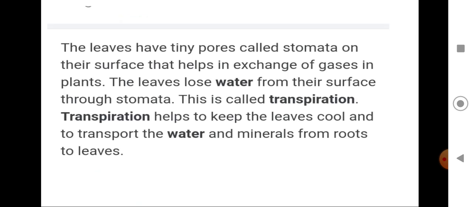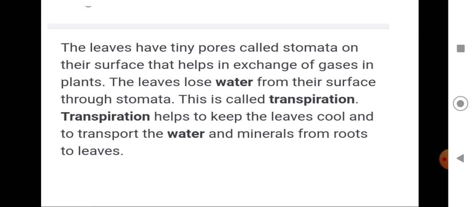The leaves have tiny pores called stomata on their surface that help in the exchange of gases in plants. This you all might be knowing. The leaves lose water from their surface through stomata. So the leaves of the plants lose some amount of water from their surface through the stomata, which are the tiny pores present on the leaves. This is called transpiration. Transpiration helps to keep the leaves cool and to transport the water and minerals from roots to the leaves. So transpiration also helps in the formation of water vapor in the water cycle.